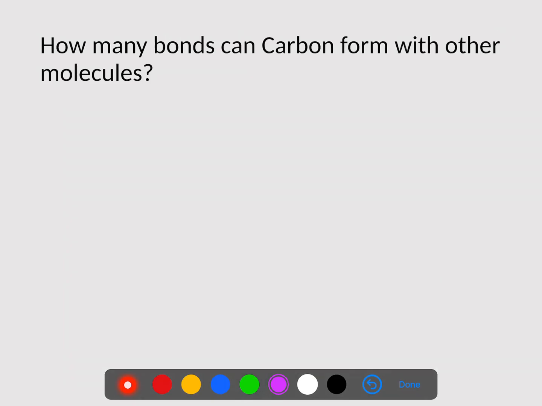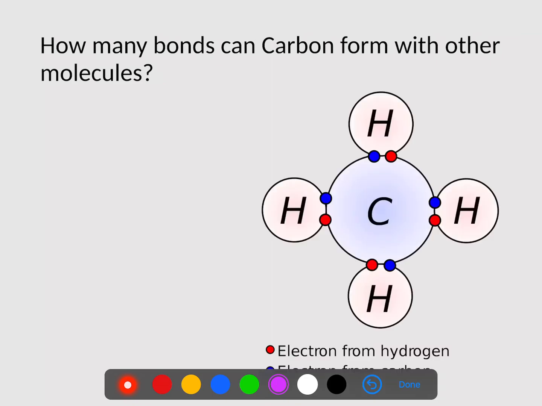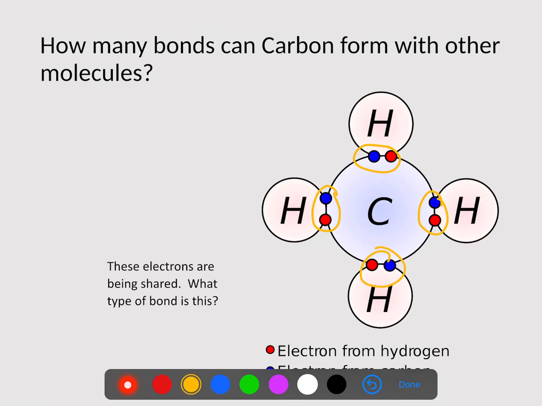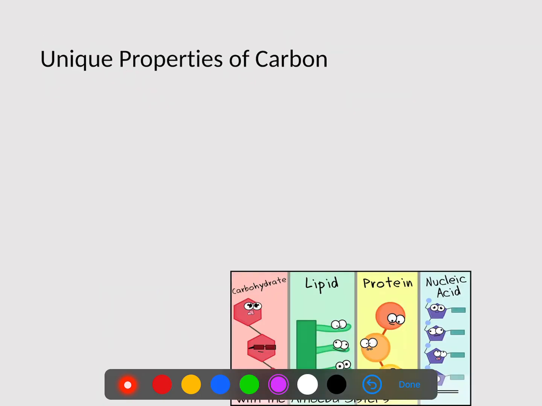Therefore, it has a valence number of 4. Now, with those 4 electrons, how many bonds can it form with other molecules? So if I look here, the blue is the carbon, the red is the hydrogen. Notice how they will share electrons, and what we will create is a grand total of 1, 2, 3, 4 bonds. So these electrons are being shared. What type of bond do you think we are getting? So again, these are covalent bonds. And remember, covalent bonds are the ones that are shared.